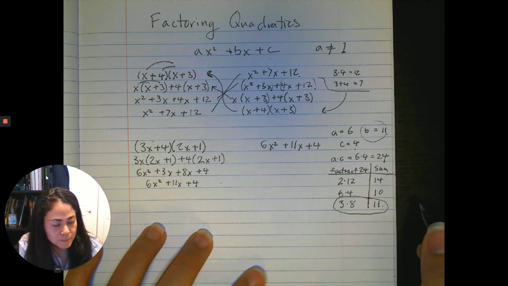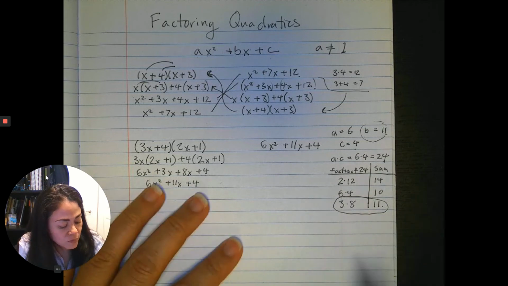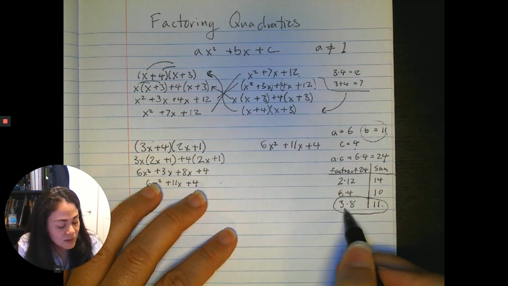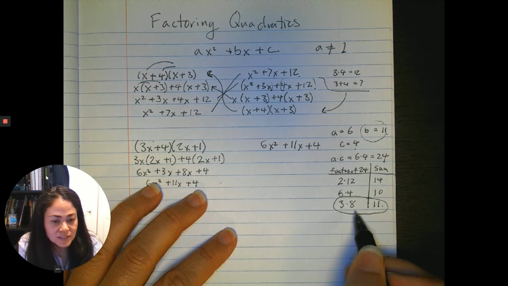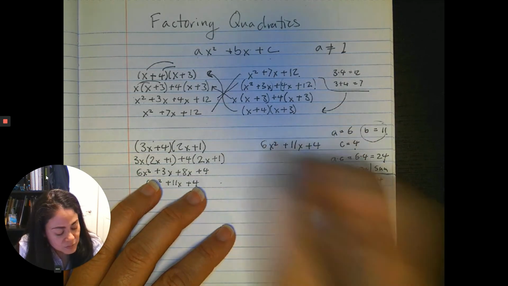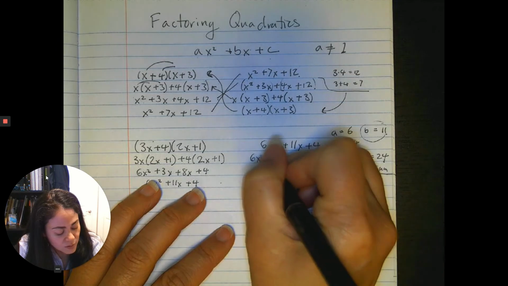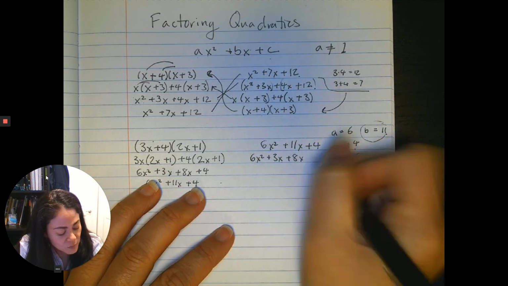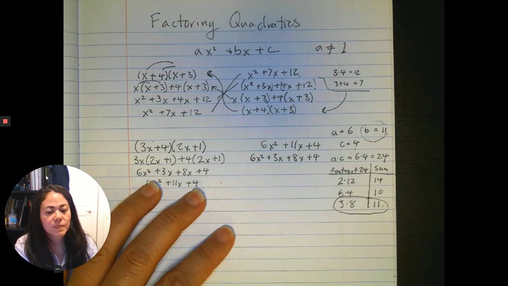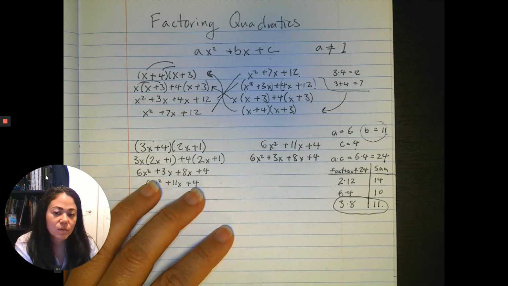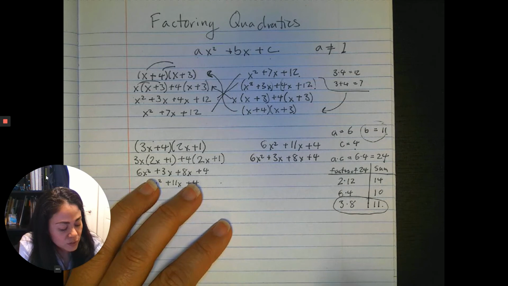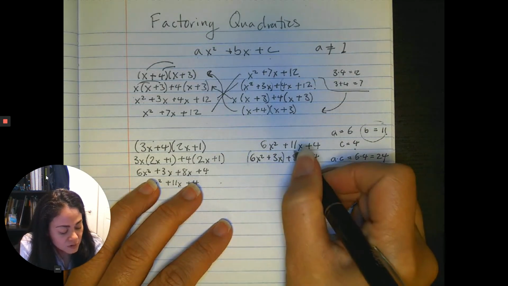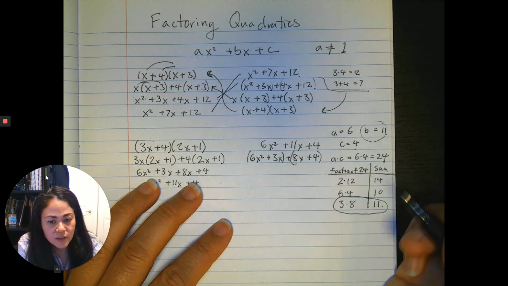Okay, here we go. Now we're going to rewrite 11x. We're going to rewrite it as 3x plus 8x because we know that that's the same as 11x. So we have 6x squared plus 3x plus 8x plus 4. Now we're going to do what we call grouping. So we're going to group these two terms together and group these two terms together.